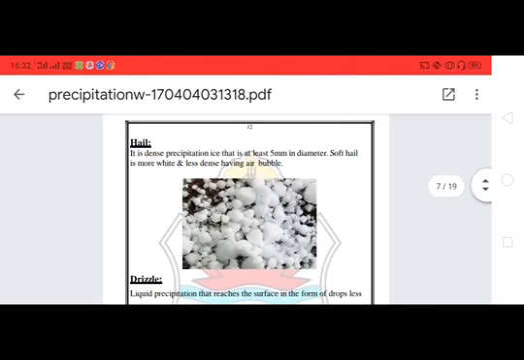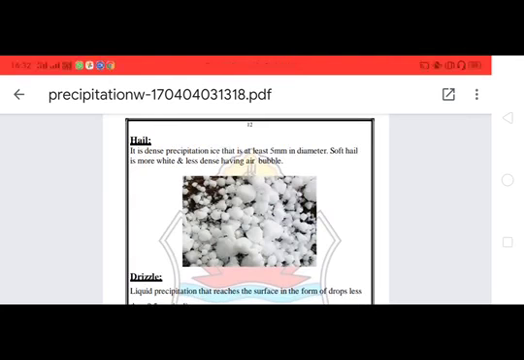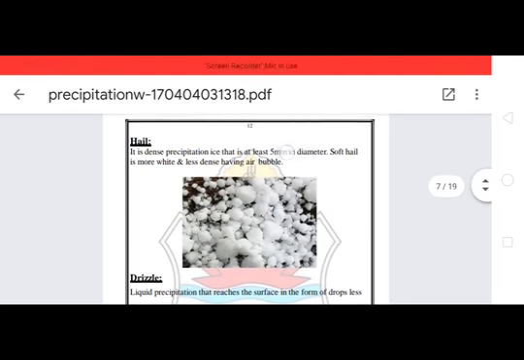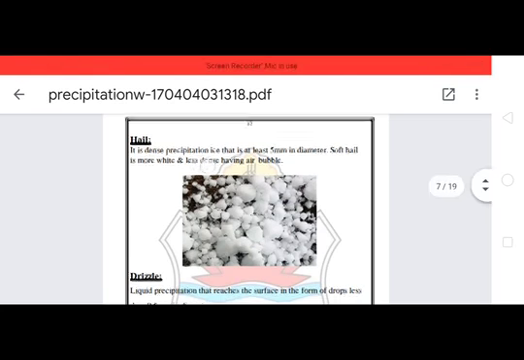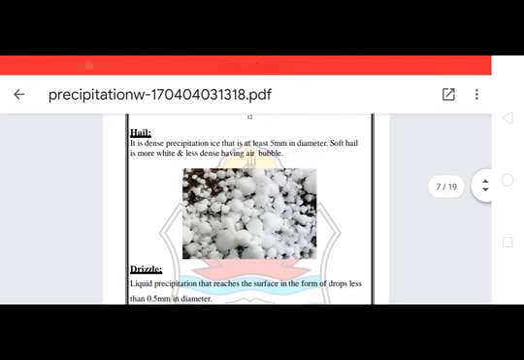It is dense precipitation ice that is at least 5 mm in diameter. This diameter should be memorized. This should be noted as you are studying this. Soft hail is more white and less dense, having air bubbles.